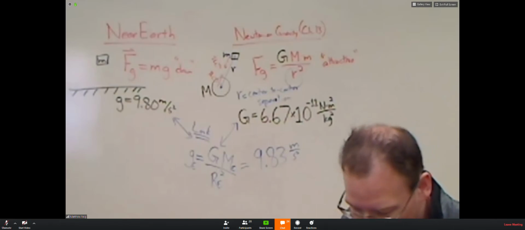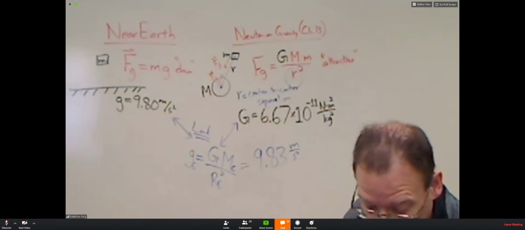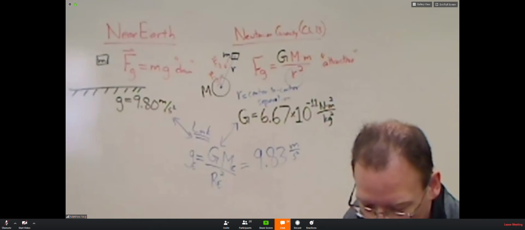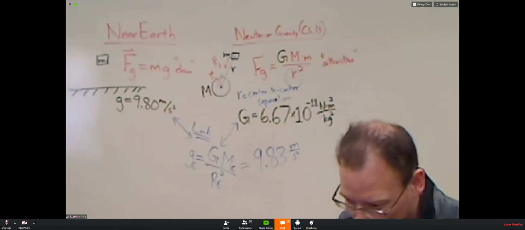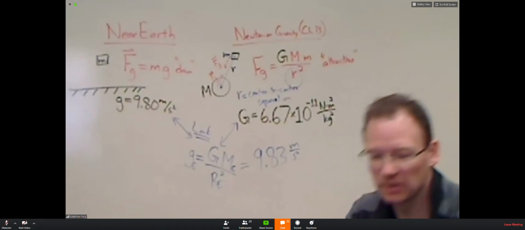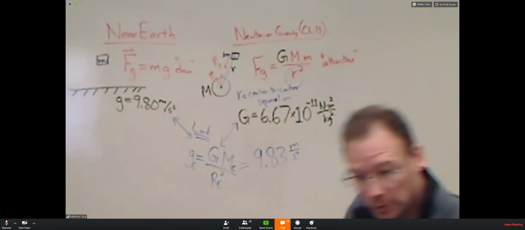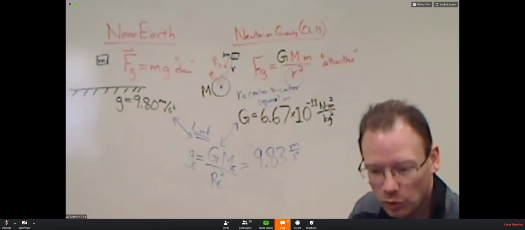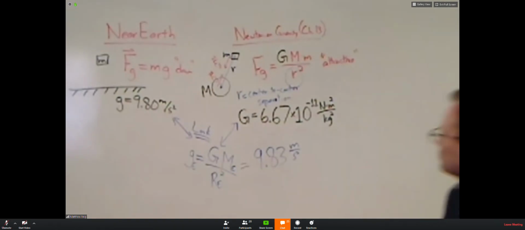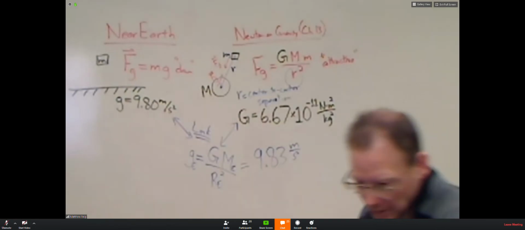All objects attract all other objects via gravity. But usually the force is incredibly tiny unless one of the two objects is enormously big mass. And if they're both enormously big mass, fine, but you've got to have at least one of them be huge. Okay, so let's wrap up by doing this.